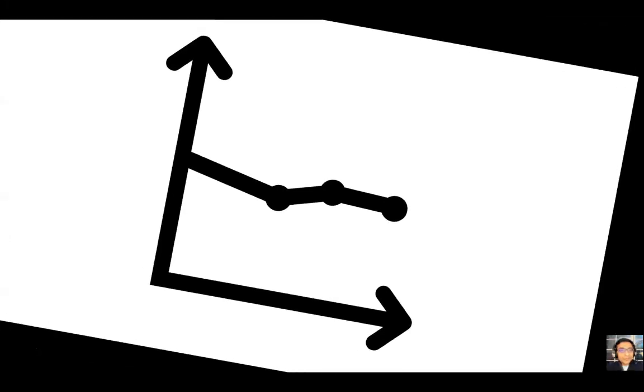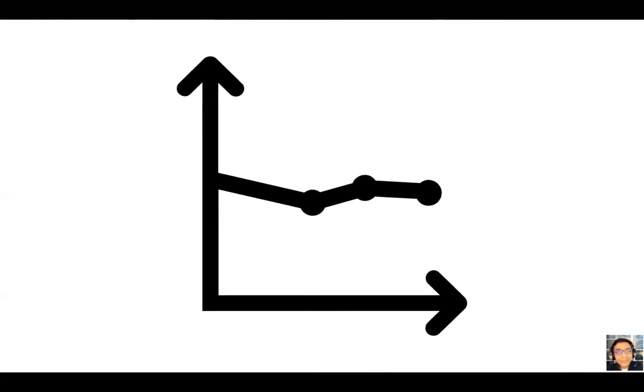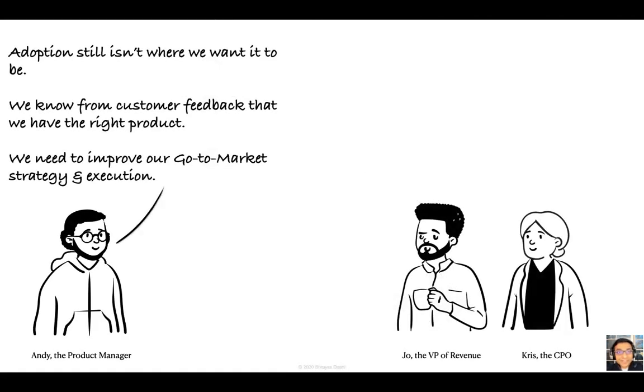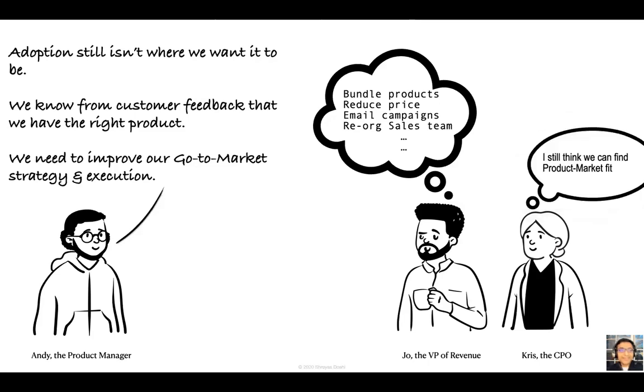Fast forward a couple more quarters, and adoption is still not where it needs to be. Time for another product review. Andy, still very customer-centric in his approach, says, we know from talking to customers that we have the right product. We just need to improve our go-to-market strategy and execution. Chris, the CPO, is still quite committed to the product since they made a major investment here. They start discussing ideas on how to improve their go-to-market approach with Joe, the VP of Revenue and Marketing.